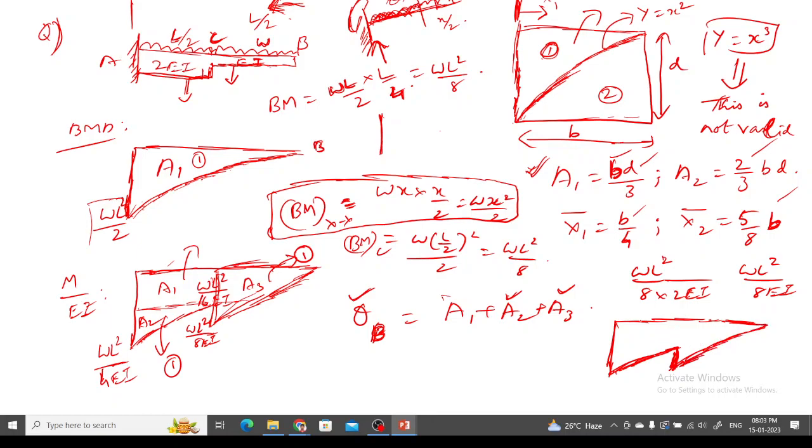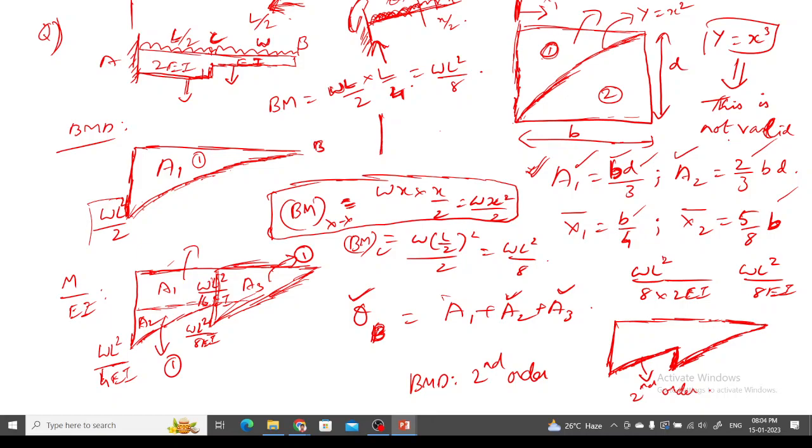Then also this thing is valid because this is a second order parabola. For concentrated moment, yes. But for a concentrated load, as long as the bending moment diagram has a second order parabola, then you can actually use these area formulas. That's the thing I'm saying here. Whenever the second order parabola is not there, then you can't use this.